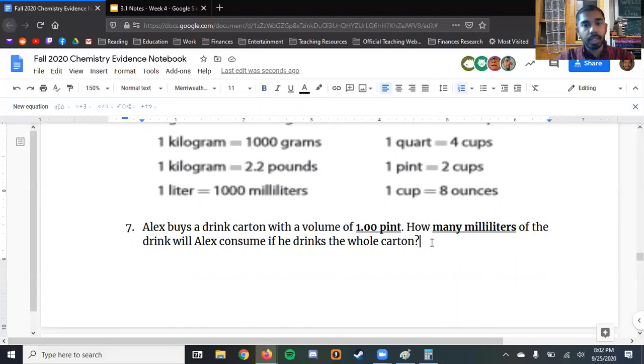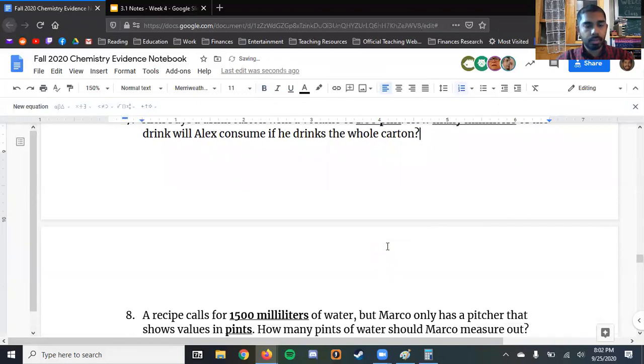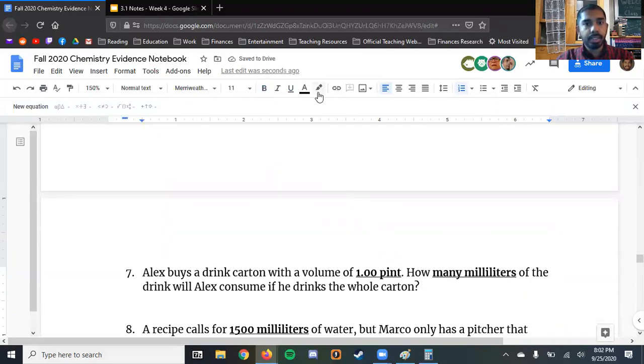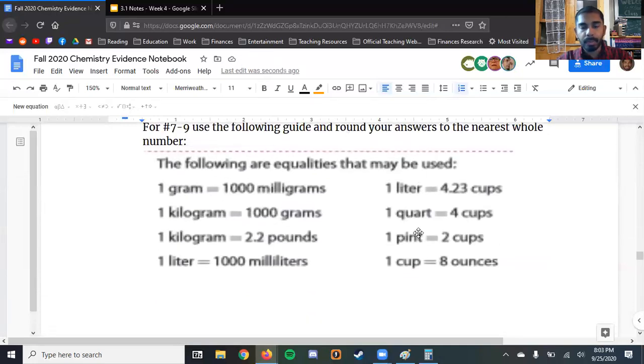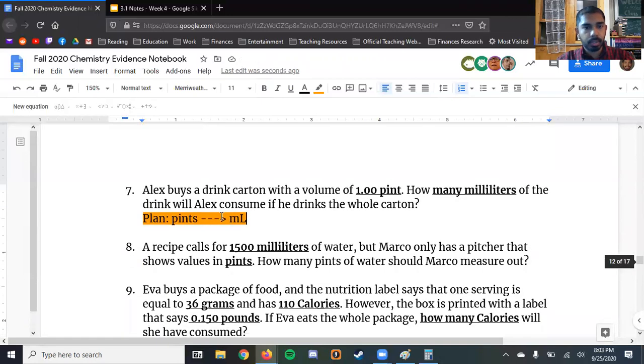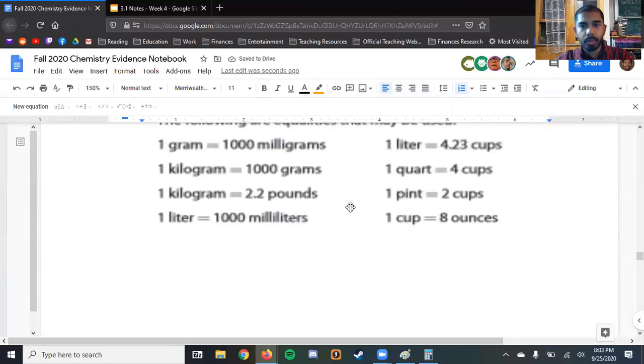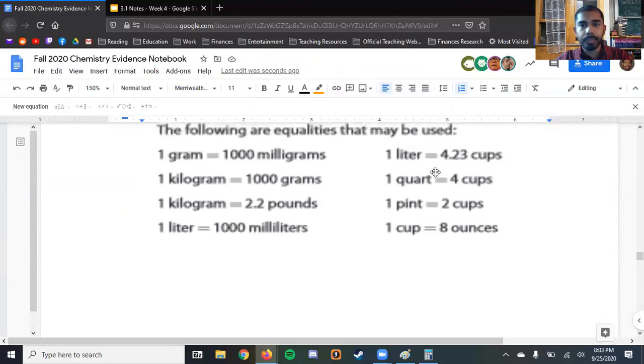And so what we need is a plan. We need a plan to turn pints into milliliters. Let's take a look at what conversion factors we're given. Let's try to find pints. Here we are. Pints turn into cups. Okay, sure. What do cups turn into? Cups turn into quarts. Do quarts turn into milliliters? No, they don't. Do cups turn into liters? Yes, they do. And then liters turn into milliliters.